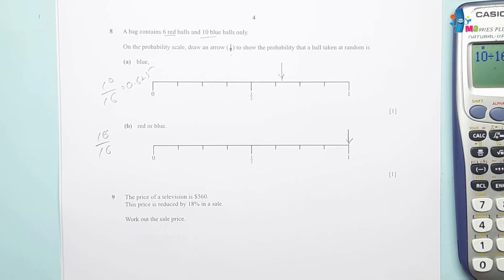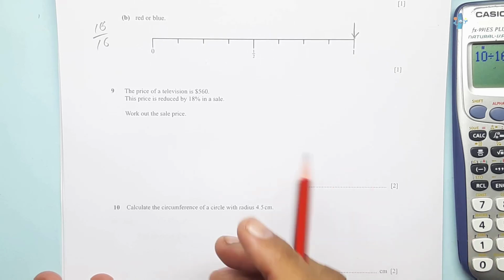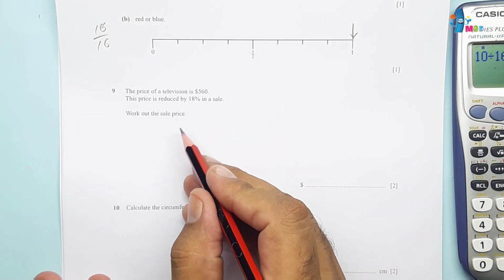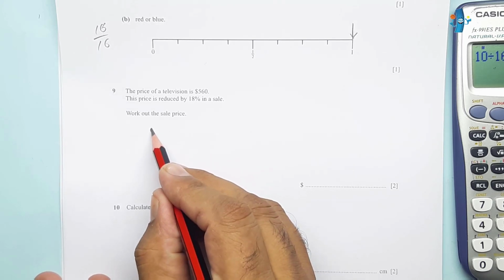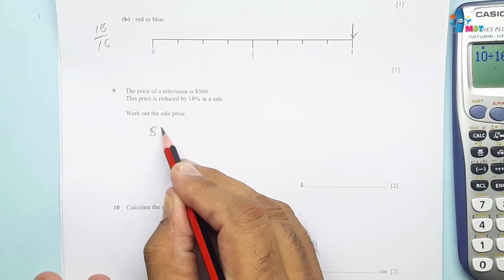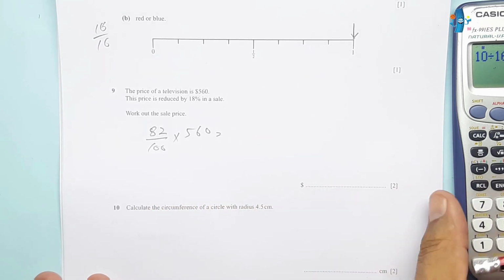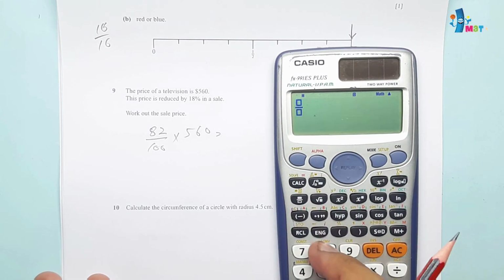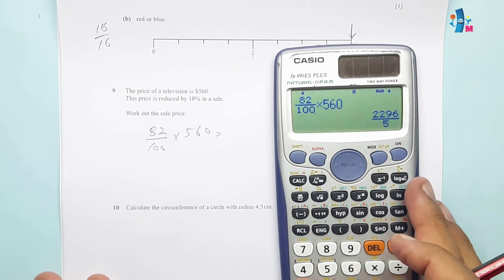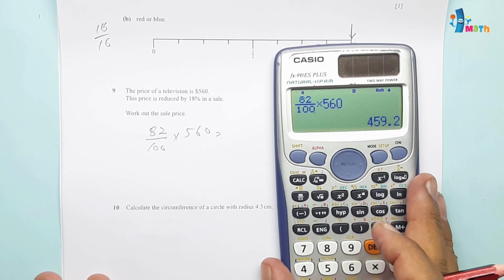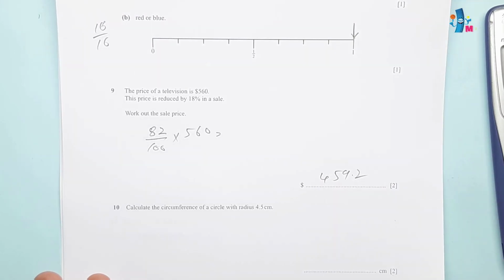Question number 9. The price of a television is $560. This price is reduced by 18% in the sale. Work out the sale price. So the sale price will be 100 minus 18, which is 82. 82% of this price we can calculate. 82% of 560 will be equal to 459.2. So 459.2 will be our answer.